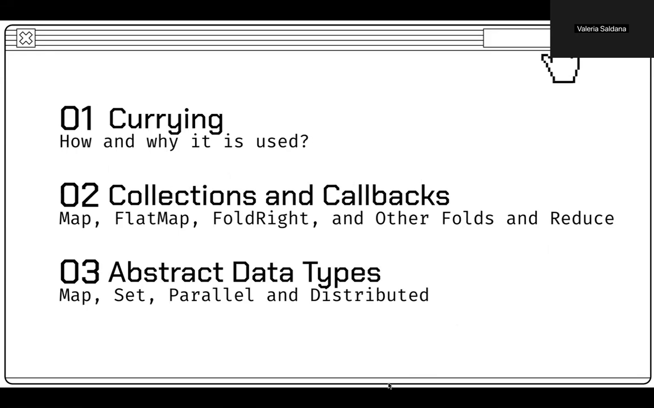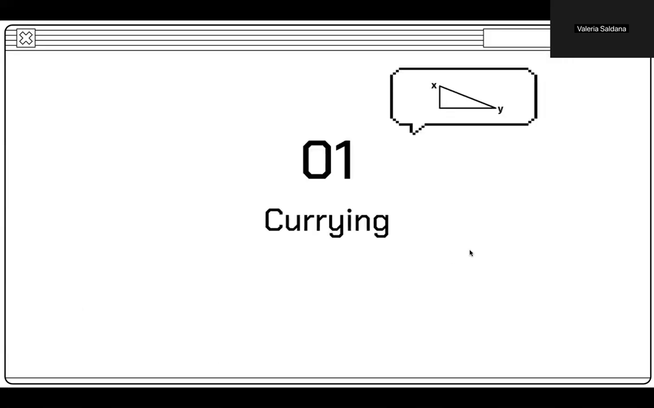Here's an outline of what I'll cover today. First, I'll discuss currying, understanding how and why it is used. Then, I'll go through collections and callbacks, focusing on operations like map, flat map, and folds. And lastly, I'll dive into abstract data types, including map, set, and parallel and distributed collections. Let's start with currying.